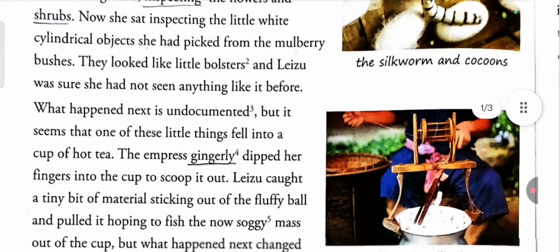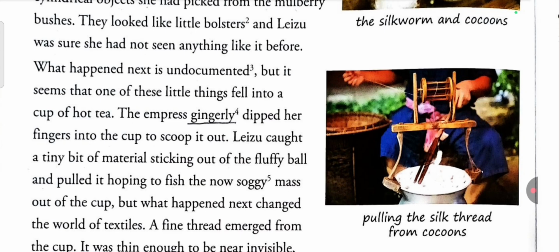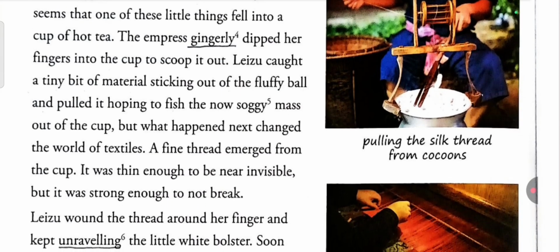So she picked it from the garden. What happened next is undocumented, but it seems that one of these little things fell into a cup of hot tea. So whatever happened next is not written in history. The bolster fell into the cup of hot tea. The Empress gingerly dipped her finger into the cup to scoop it out. She slowly and very carefully dipped her finger into the cup to take it out.